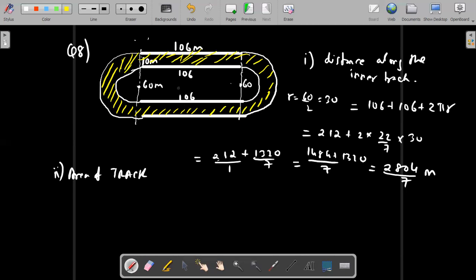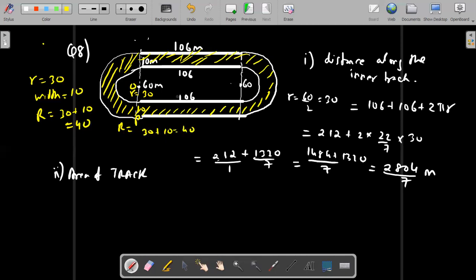Here we know that the inner radius is 30 and the width of this track is 10. So the outer radius will be 40. This is very important: the inner radius is 30 and there is a width of 10 here. So the total capital R from point O to the outside portion will be 30 plus 10, that is 40. This is forming a rectangle here. This is a rectangle. This is also a rectangle. So these two rectangles can be found.